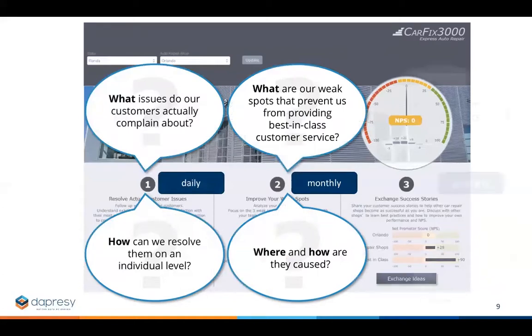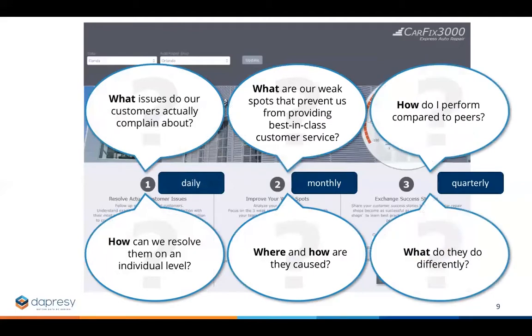And then last but not least, maybe on a quarterly level, it's about comparing your performance with your peers and trying to understand what the peers do differently, especially those who are performing much better than you do. And I just would like to guide you through the core concepts of this dashboard so that you get a better understanding of what I mean with trying to answer these kind of business questions.